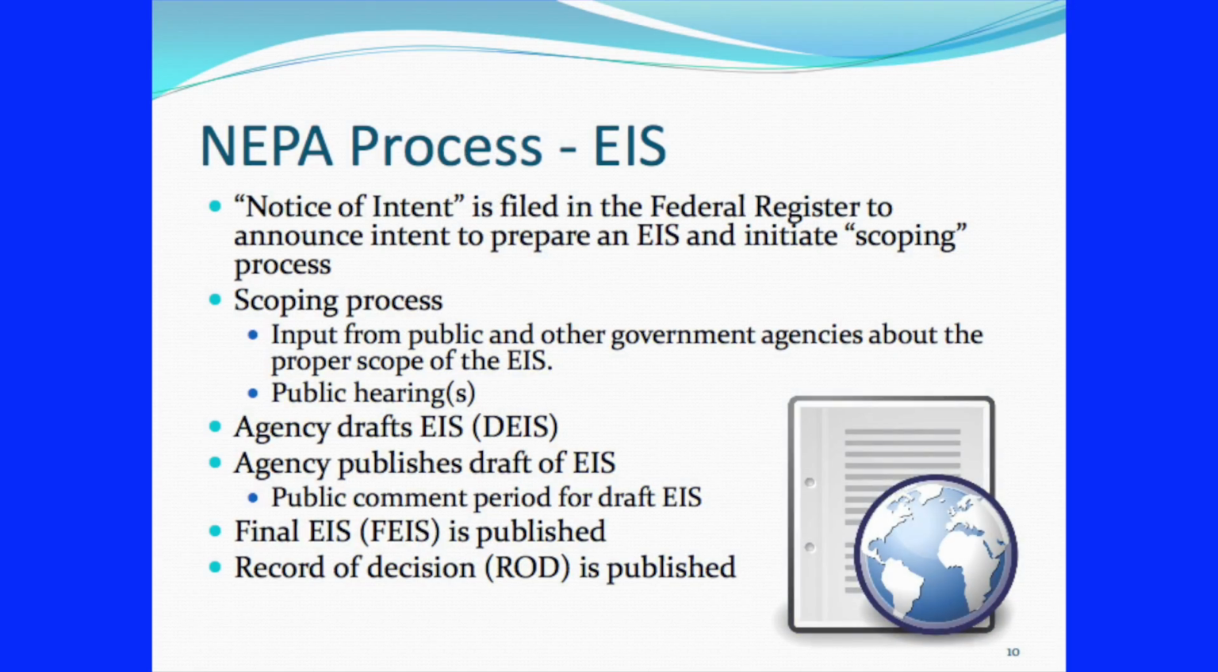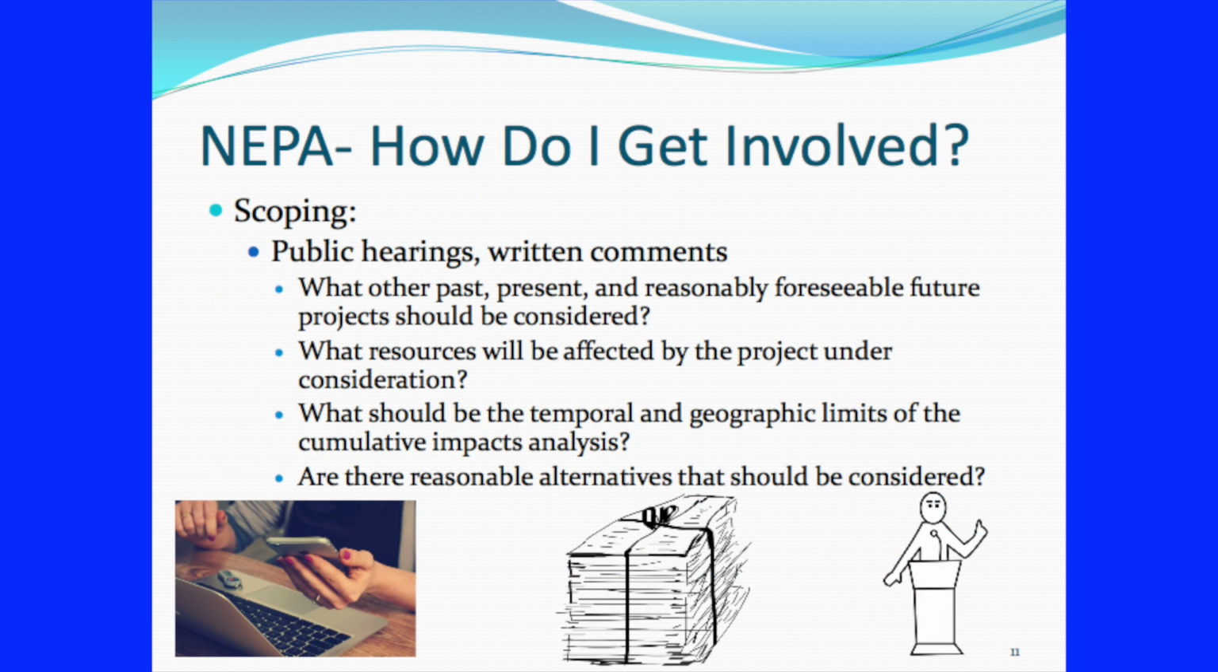Using that information, the agency drafts a draft EIS, environmental impact statement, publishes that draft EIS, and then there's a public comment period which is required to last at least 45 days. It can be longer, depends on the agency. The public can comment on the EIS, and then the agency takes those comments into consideration and publishes the final EIS, the FEIS, and then publishes a record of decision 30 days after that.